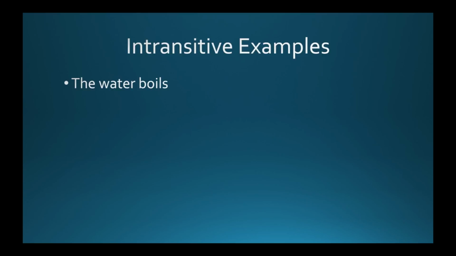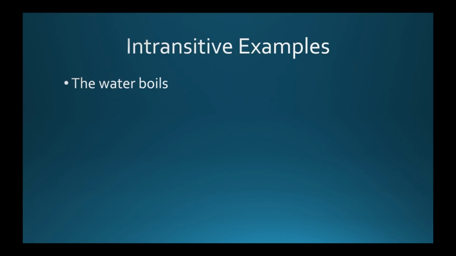So the first one is the water boils. So there's the subject. The subject is the thing that is doing something in the sentence. And then the verb, of course, is the action of the sentence, or what is happening in the sentence. So in this example, the water is the subject. And what is the subject doing? Boils. That's it. There's no direct object in the sentence. The direct object is what is being affected by the verb. So in this case, there's nothing being affected by the verb. The water is there. The water boils, but it's not boiling something else.